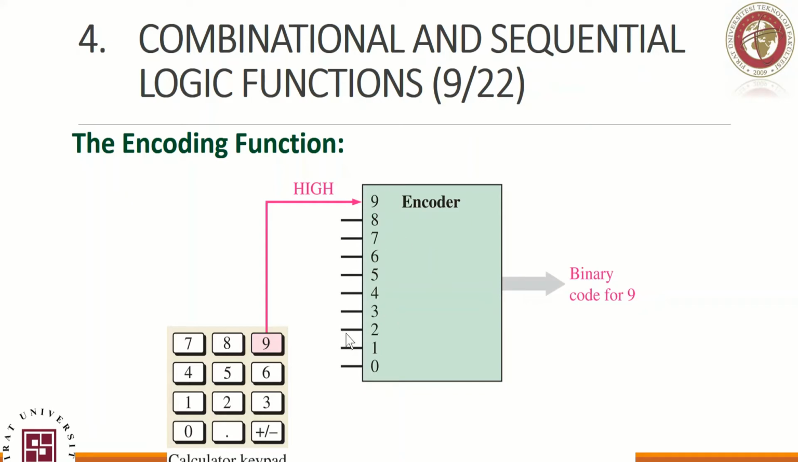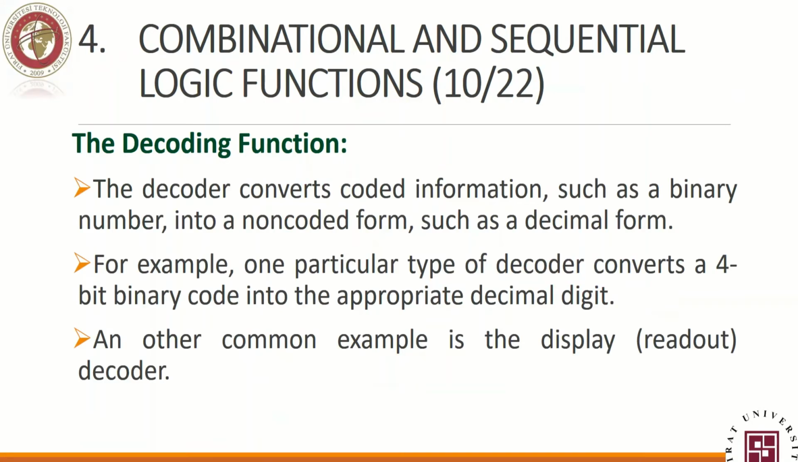So the inputs will convert when the input is activated high. If you press 9, this line will be activated, 9 will be activated, and the output will be coding 9, and so on. How it does it, later on we will study that. It's just an example of how encoders are actually composed or created and how they operate.